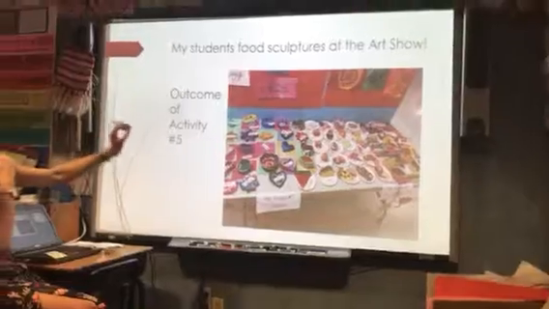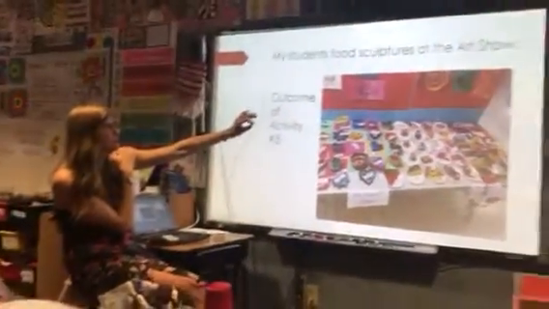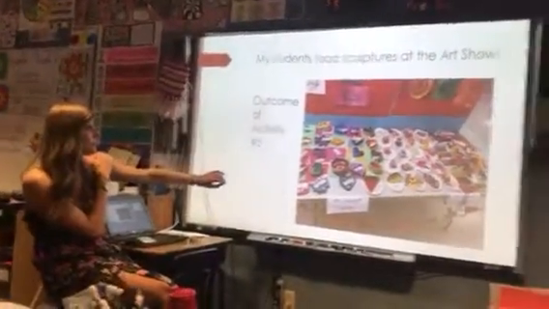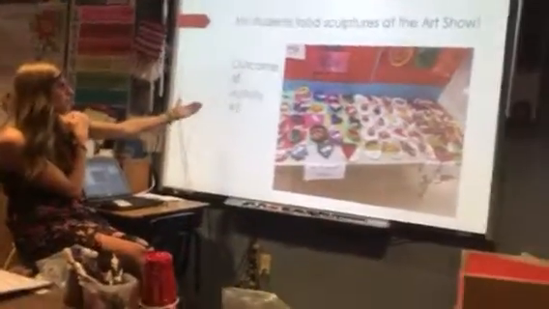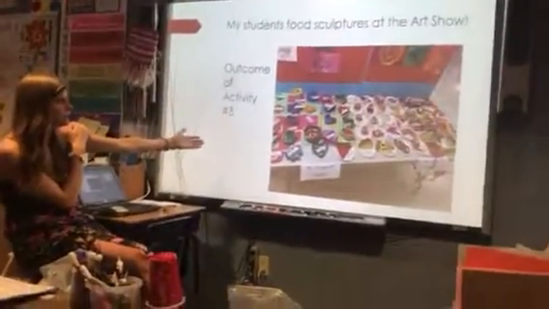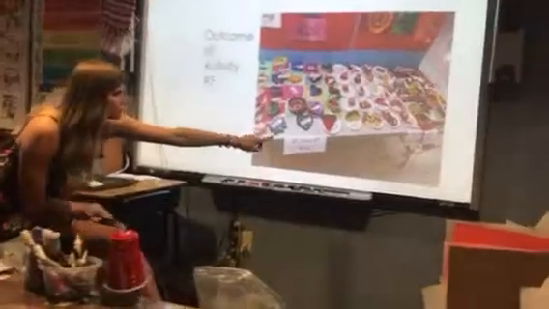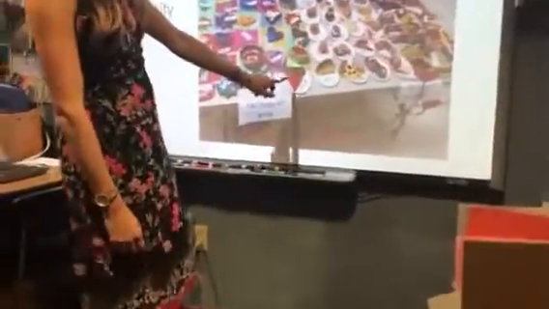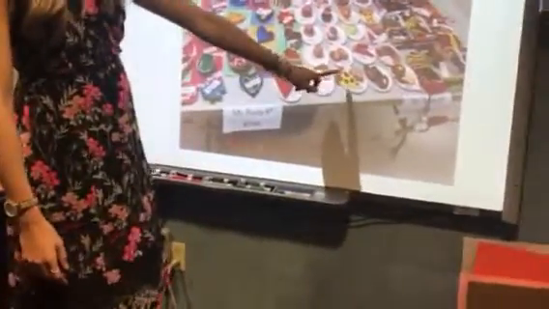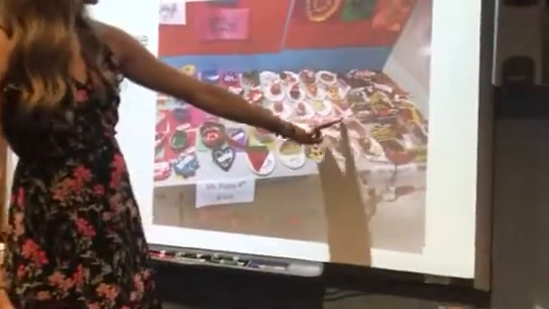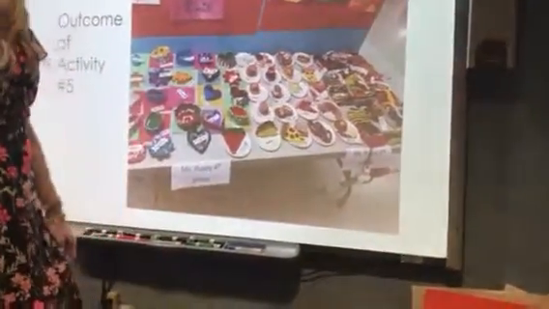And then here are my students' actual food sculptures at the art show this year. So this would be an outcome of activity 5. And if you zoom in, you can see some of their work: we've got a little watermelon slice, a pizza slice, a little breakfast plate over here, and it turned out really nicely.